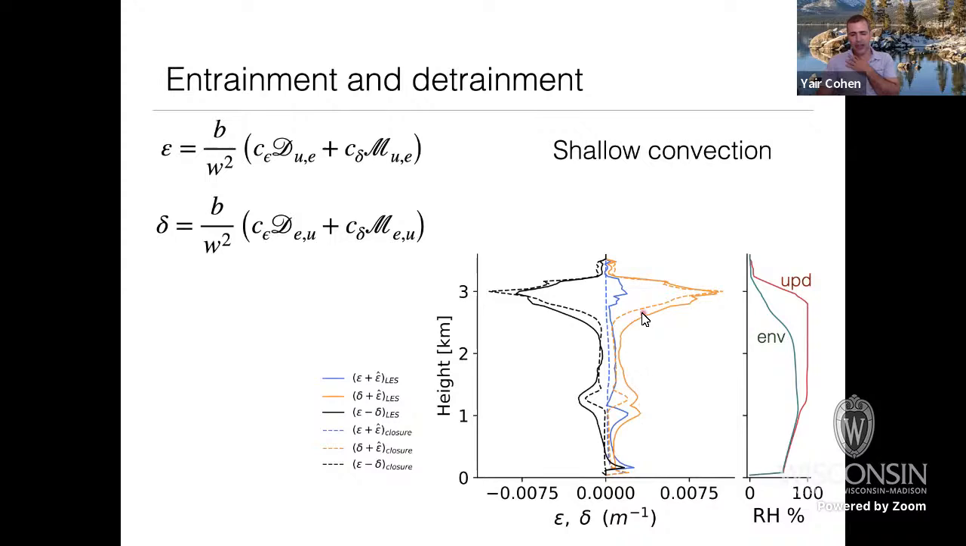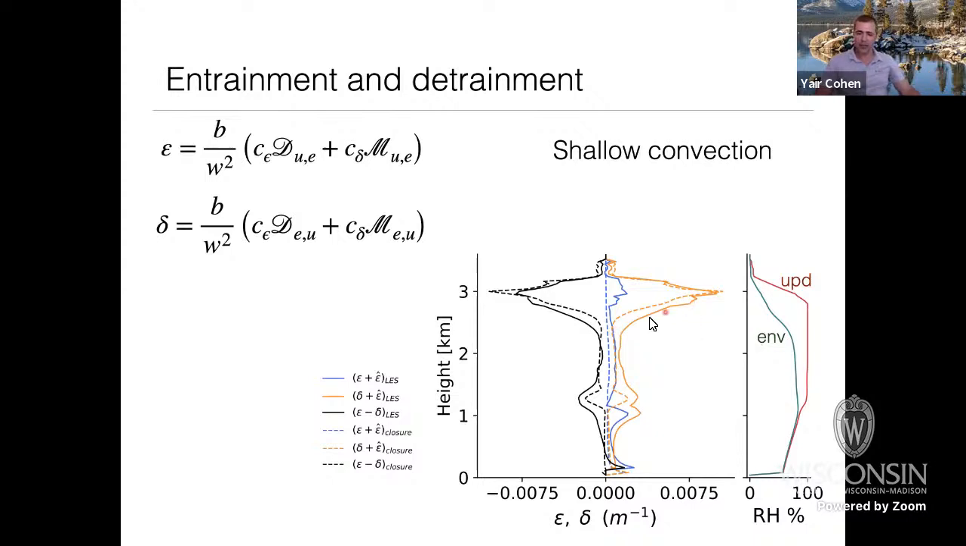In the solid line, let's look only at the orange now. Orange would be detrainment. The solid line is direct diagnosis of detrainment from LES with all its complexities of using tracers and identifying updrafts that I'm not diving into. And the dashed orange line is diagnosing the different terms in our closure and plotting them. So there's no parameterization here, it's just LES.